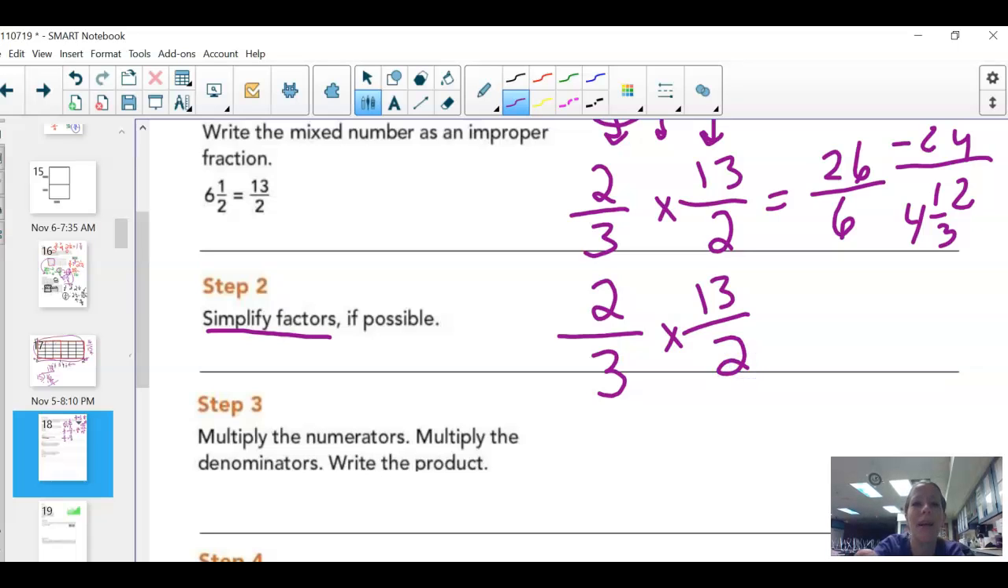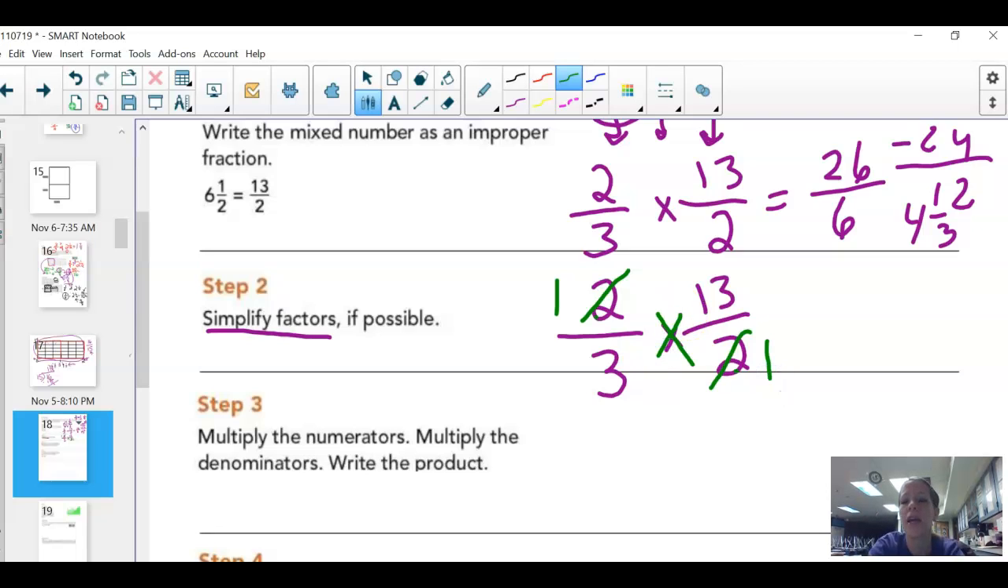I'm going to look diagonal. Remember we talked about thinking about it like a multiplication sign? 2 and 2. Is there anything I can cross-reduce? Yes, I can divide both 2 and 2 by 2. So 2 divided by 2 is 1. Whatever I do to this partner, I have to do to this one. 2 divided by 2 is 1. I look the other way.